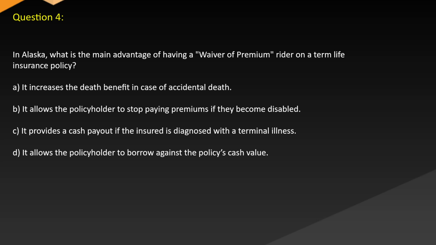A. Increases the death benefit in case of accidental death. B. It allows the policyholder to stop paying premiums if they become disabled. C. It provides a cash payout if the insured is diagnosed with a terminal illness. D. It allows the policyholder to borrow against the policy's cash value.